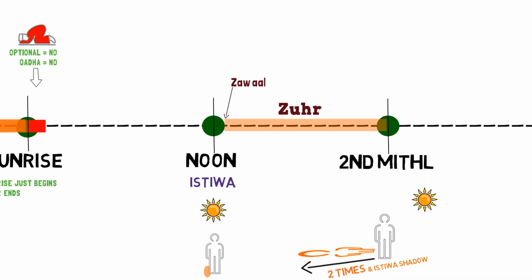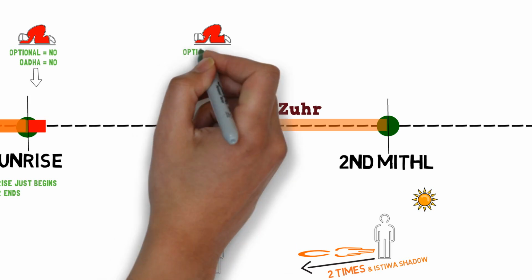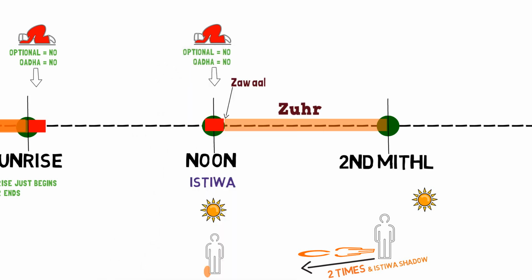There is a Makrooh time at Istiwa, but Istiwa time is not on the timetable, so the easiest way is that the Makrooh time is 5 to 7 minutes before Zuhr start time. In other words, 5 to 7 minutes before Zawal time. And during this Makrooh time, there is no optional prayer and there is no Qaza namaz either. The best time to perform the Zuhr Salah is near its start time.